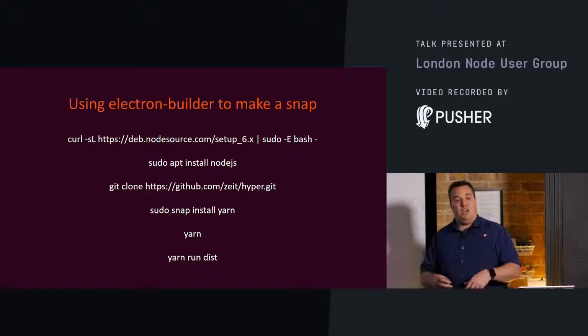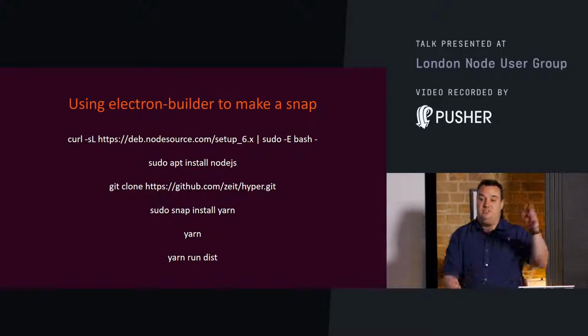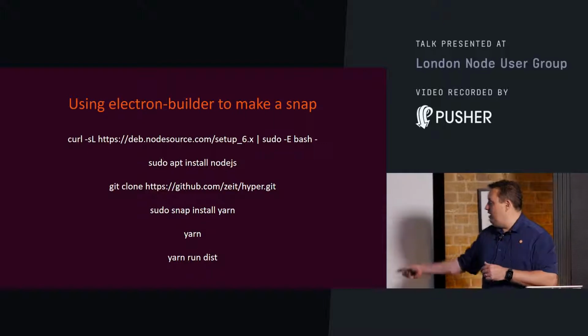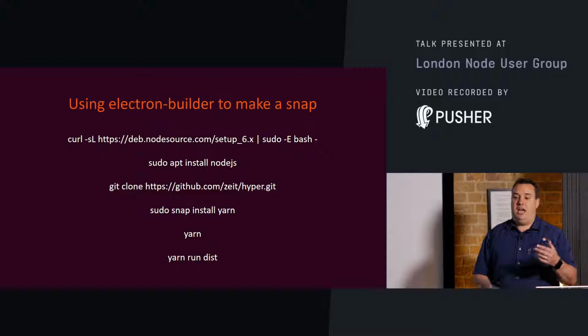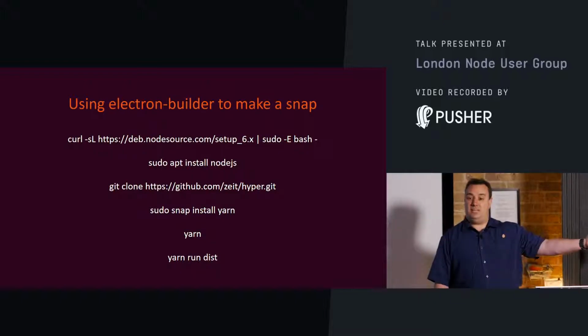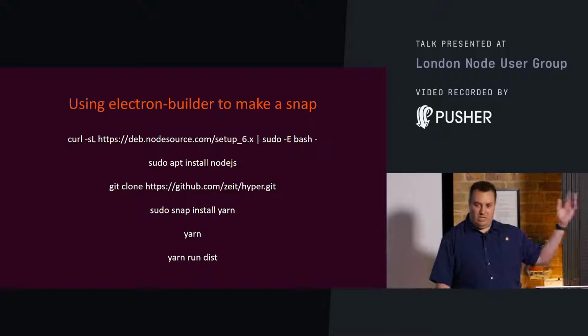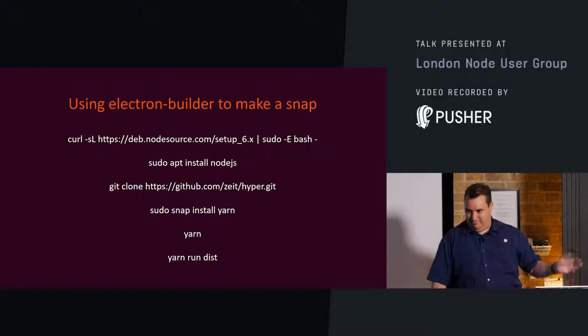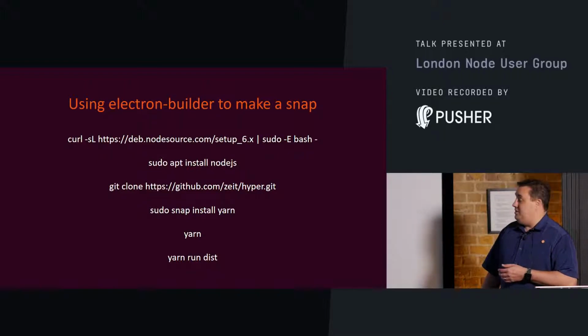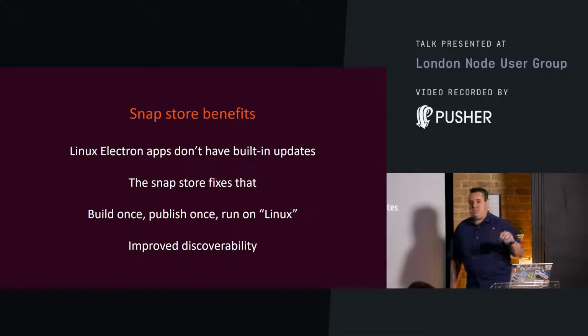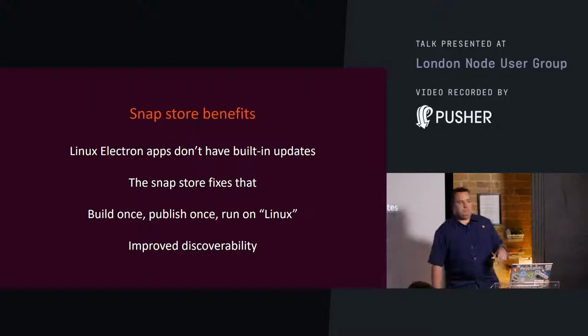So once I've installed yarn, I just type yarn in my project, all of the requirements get pulled in, and when I want to build it, yarn run dist. And on Linux, that will create a snap. When you run that command on Windows, you'll end up with a Microsoft installer, and on Mac, a DMG. It's easy as that.